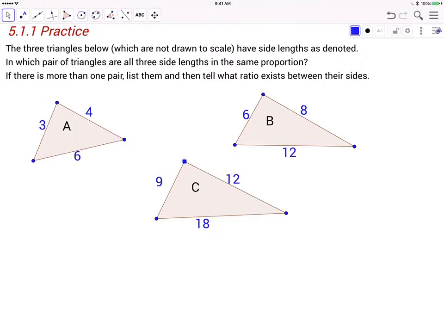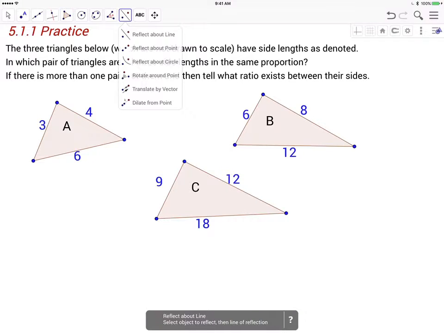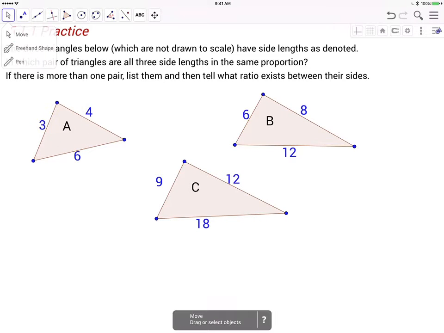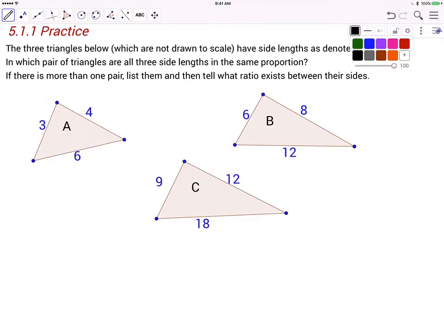Okay, hopefully you had a chance to look at these quick triangles. Let's move things around a little bit here. The pen allows me just to look at this a little bit.